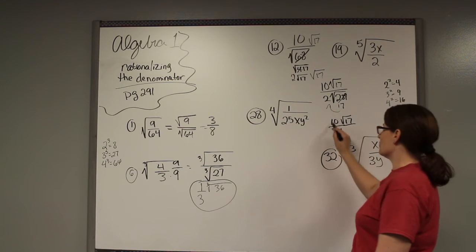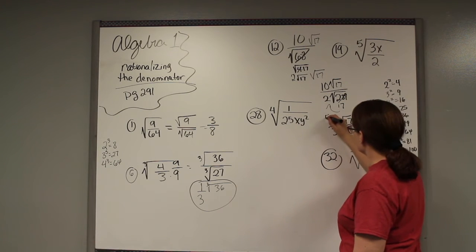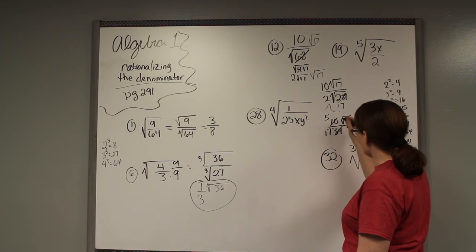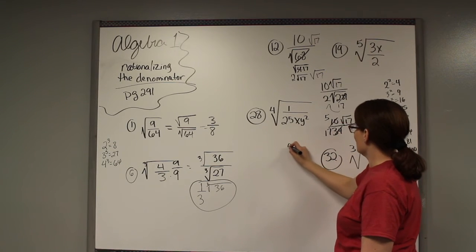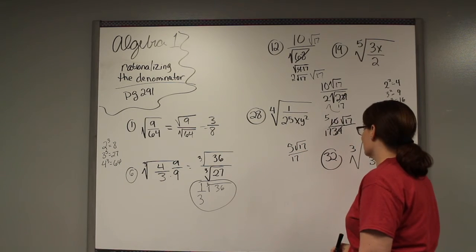I still have to reduce this fraction. They're both even numbers. So 2 goes into 10 5 times. It goes into 34 17 times. So your answer for this problem is 5 radical 17 over 17.